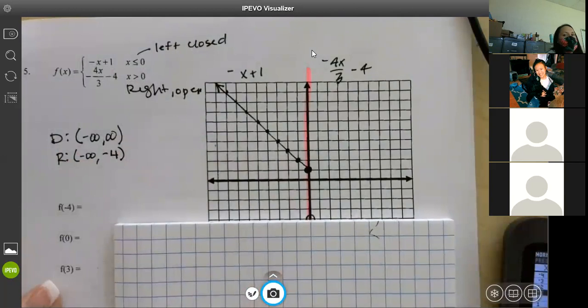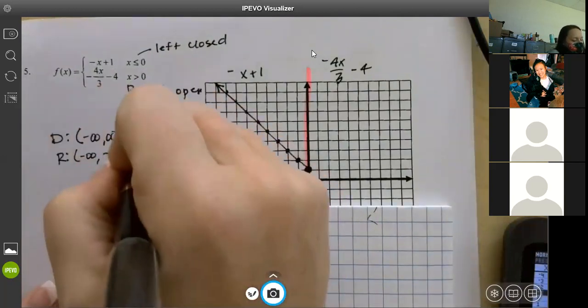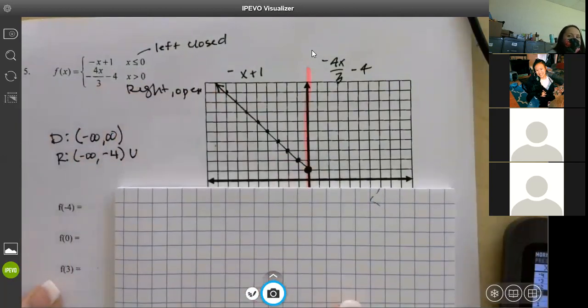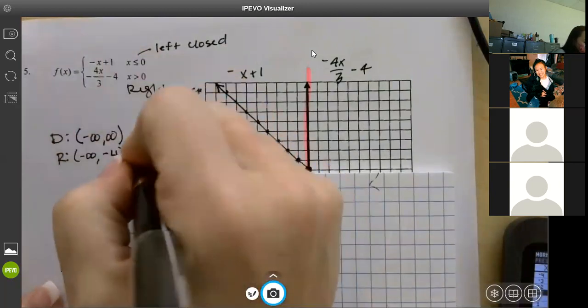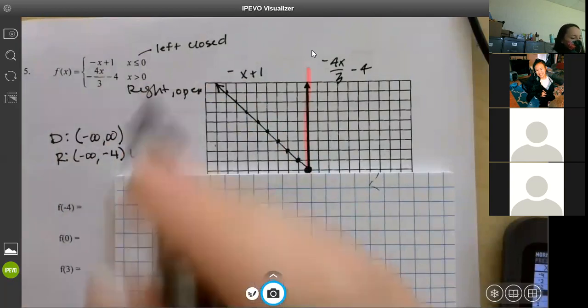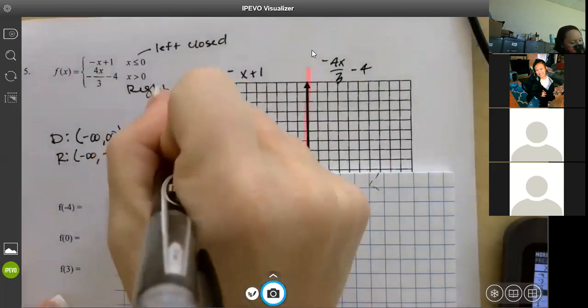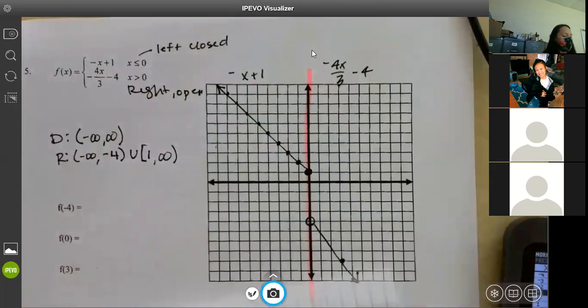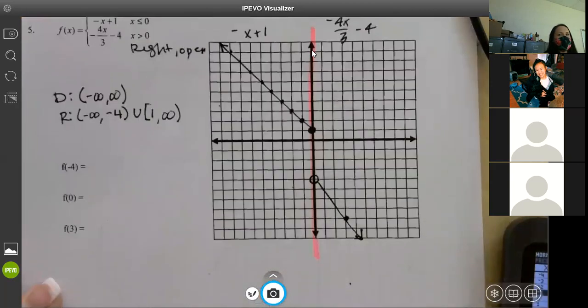We don't continue, we have a gap. So we have that union, we have a gap, we pick back up at 1, and it's a closed point. So we bracket that, and then it goes all the way up to infinity. So there's your domain and range.